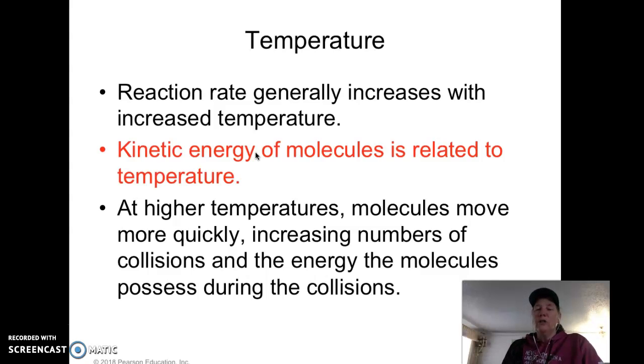Okay, so when you're looking at reaction rate, anything you can do to increase the collisions between the molecules or the atoms, depending on if it's an element, is going to increase the rate of reaction.